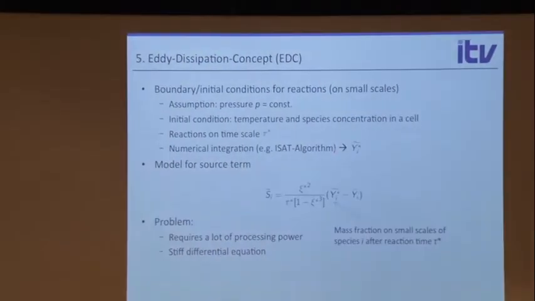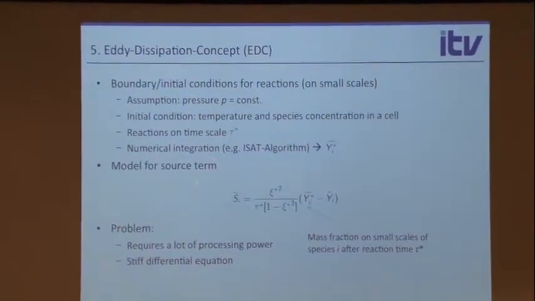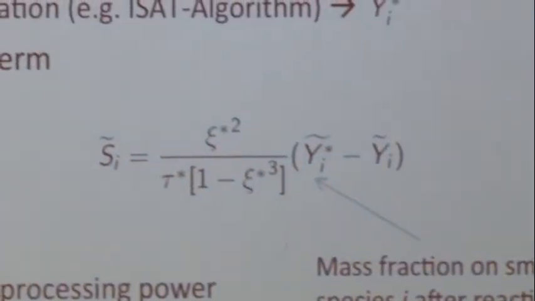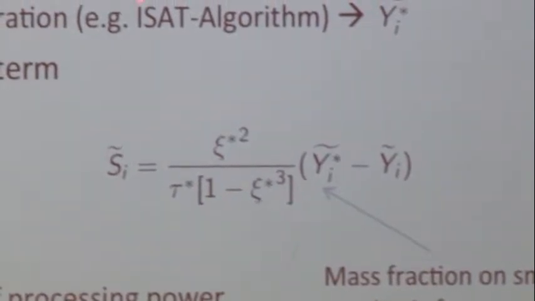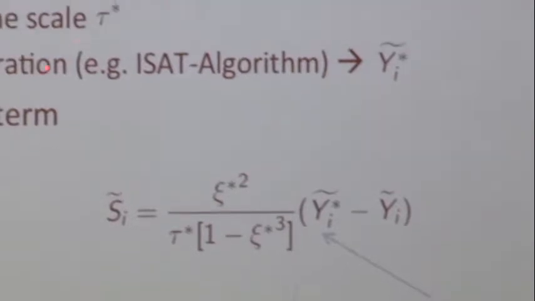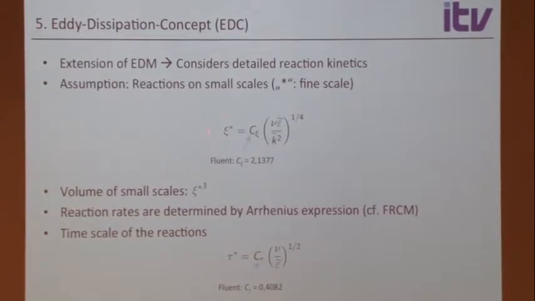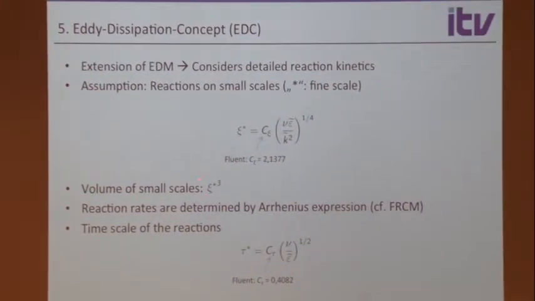Eddy-Dissipation concept that now also tries to bring in the chemistry, but also some mixing, a time scale. So it's also a little empirical. You have this xi. Here, you have this xi value, which should give you a volume of the small scale. So you see this is built here with small scale quantities, nu and epsilon. It should give you the volume of the small scales. And then you have a time scale here also. The time scale of the reactions, this is also a small scale quantity here.